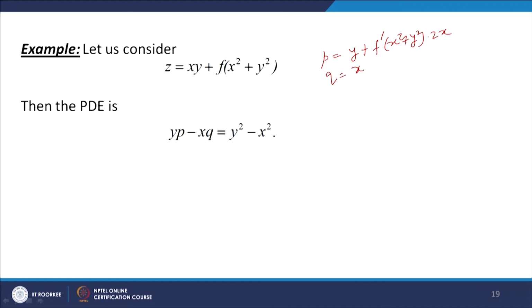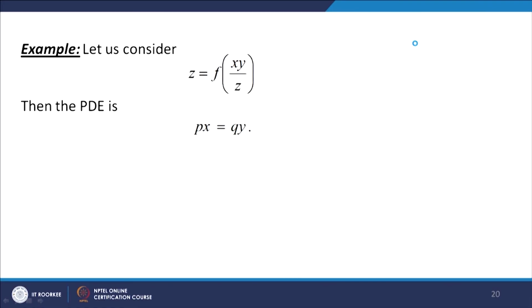When we differentiate with respect to y, we have f prime of x squared plus y squared into 2y. So we can write (p minus y) upon (q minus x) equal to 2x over 2y, or x over y. We can divide, and f prime of x squared plus y squared will cancel, and we will arrive at this equation.